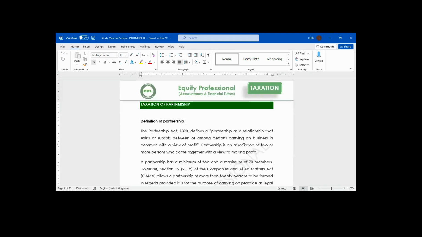Partnership is a business relationship between two or more persons carrying on a business with a view of making profits. A business relationship or association between two or more persons carrying on a business with a view of making profits. That is partnership.